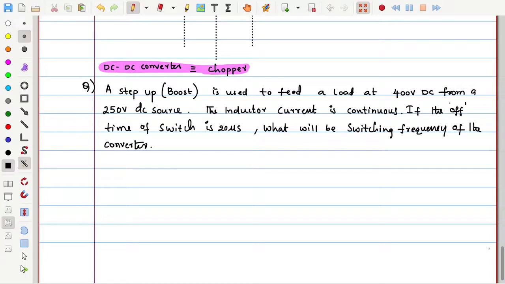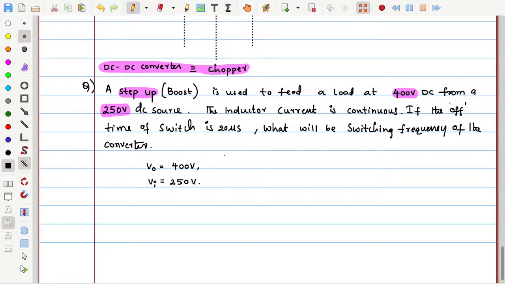Right. So here, what are the things given? It is a step up converter. As they said, 400 volts is on the load side, which is the output voltage, and input voltage is 250. Is the output greater than input or not? Let me write here Vout is equal to 400 volts DC, and Vin is equal to 250.